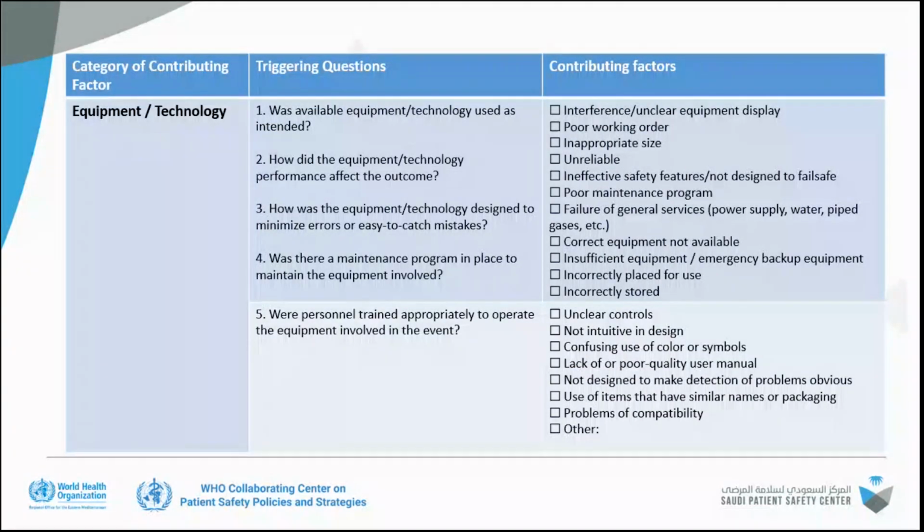The third category is equipment and technology. Examples of the triggering questions: was available equipment and technology used as intended? How did the equipment and technology performance affect the outcome? And also we can ask ourselves, in that event, were the personnel trained appropriately to operate the equipment involved in the event? So not targeting only the equipment itself, we also have to know if the personnel was trained on using that equipment. So the contributing factor might be the equipment is an inappropriate size, or it was in poor working order in that system. Maybe the equipment was incorrectly stored, or maybe the correct equipment itself was not available.